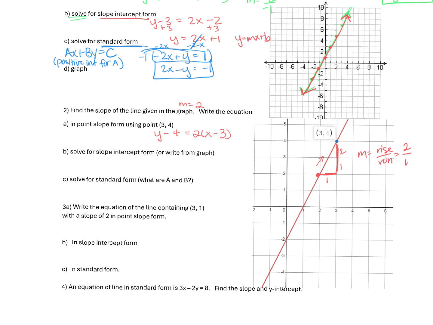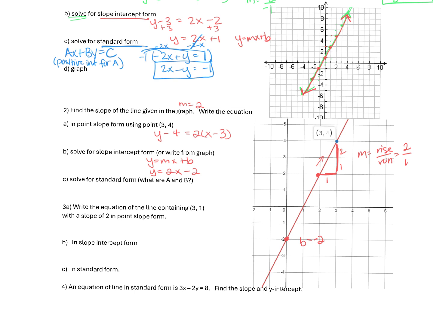Now it says to solve for slope-intercept form, or write from the graph. So we have been solving for slope-intercept form. We distribute that 2, we do our math, but I also want to remind you guys, this was my y-intercept. My b is negative 2. I can see it on my graph. I know my slope. So my slope-intercept form is y equals mx plus b. So in this case, my m is 2, and my b is negative 2. So that would be what I would get from the graph, or if I solved it with algebra.